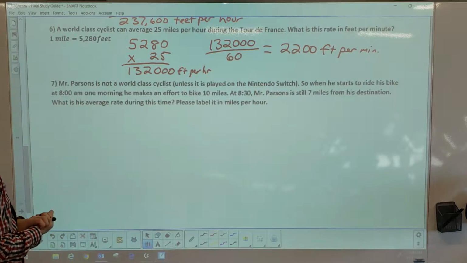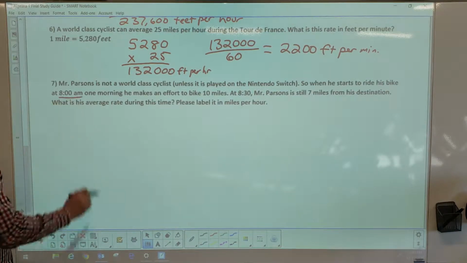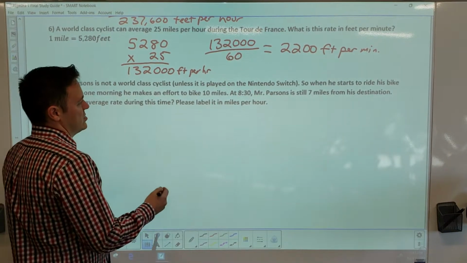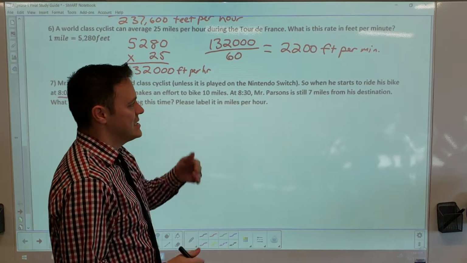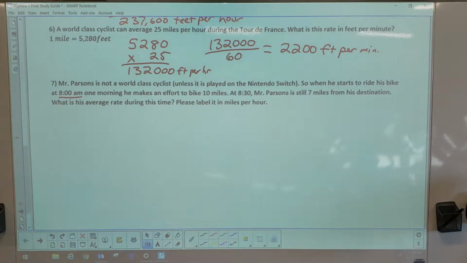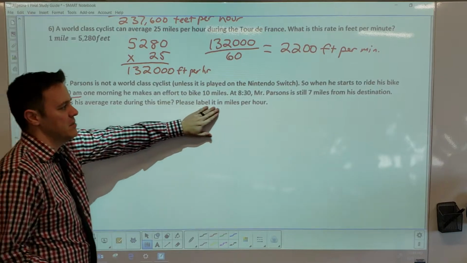When he starts to ride his bike in real life at 8 a.m. one morning, he makes an effort to bike 10 miles. At 8:30, he is still 7 miles from his destination. What is his average rate of change? Please label in miles per hour.